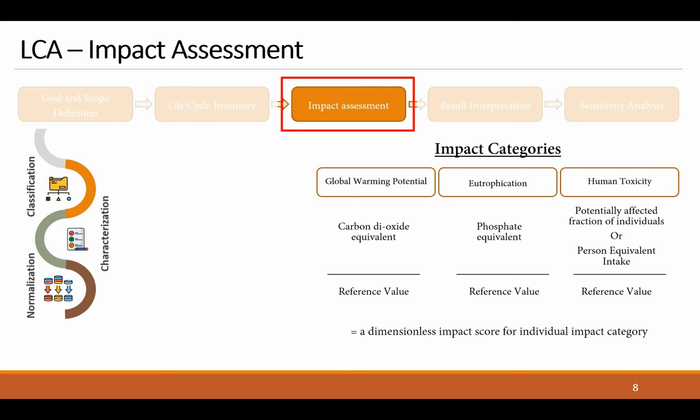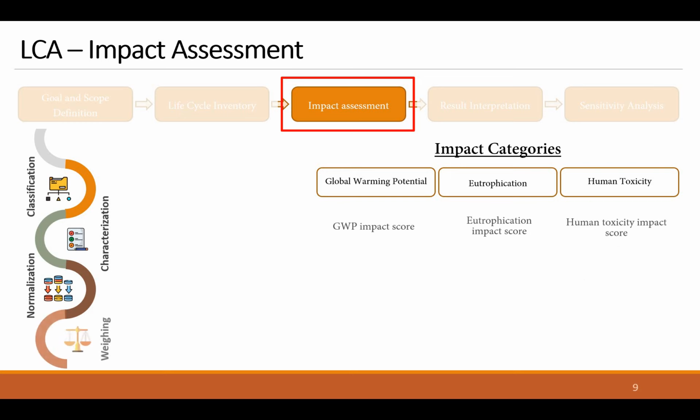And by dividing by the reference value, we get a dimensionless value, which is usually called the impact score of that particular category, and which can easily be compared against each other. The final stage of impact assessment is weighing.